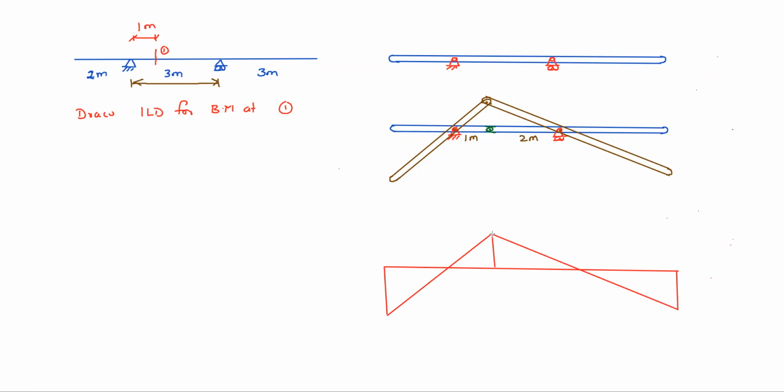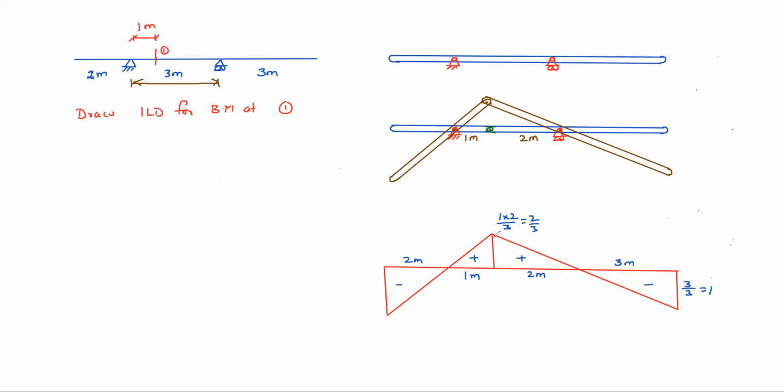This is the central height. Negative, positive, positive, negative. This is 1 meter, this is 2 meters, means the central height will be 1 into 2 by 3. That will be 2 by 3. 2 meters, 2 by 3, this is 3 meters. See, for this, 2 meters 2 by 3 means 3 meters 3 by 3, that is 1. Here this is 2 meters.